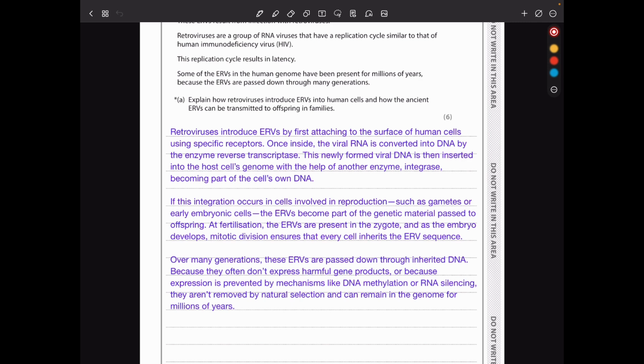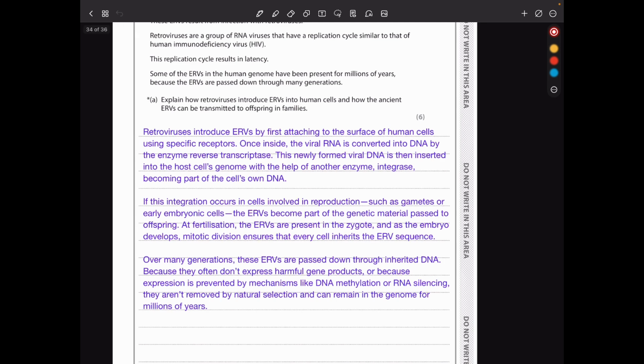If this integration occurs in the cells involved in reproduction, such as gametes or early embryonic cells, the ERV becomes part of the genetic material passed to the offspring, and at fertilization, the ERVs are present in the zygote, and as the embryo develops, mitotic division ensures that all cells inherit the ERVs. Over generations, these ERVs are passed down through inherited DNA because they often don't express harmful gene products or because expression is prevented by mechanisms like methylation or RNA silencing. They aren't removed by natural selection and can remain in the genome for millions of years.